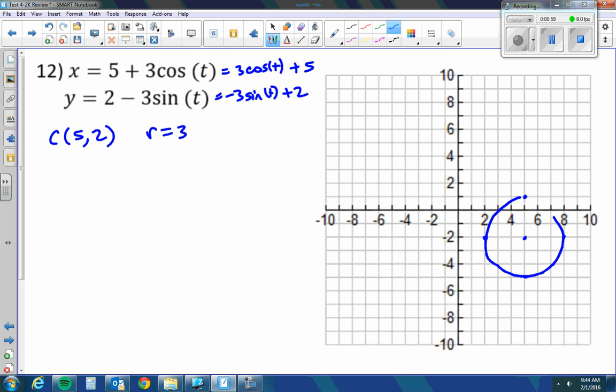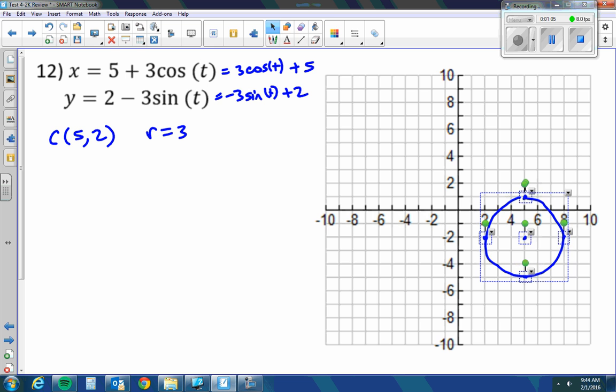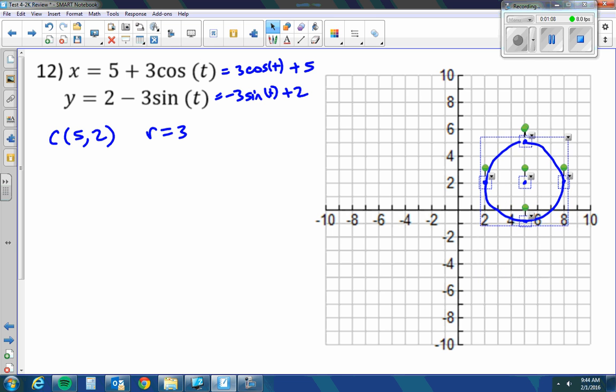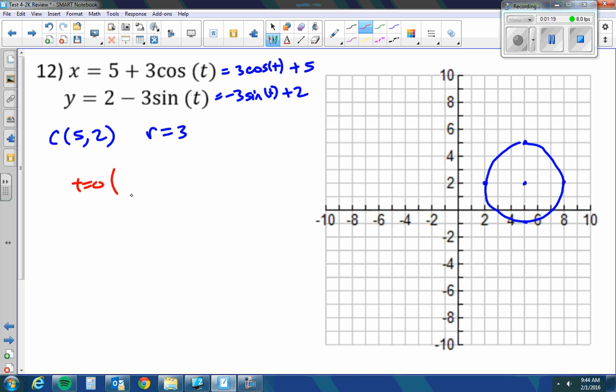Okay, fine. All right, good. Now, starting point and direction. I'm doing it the way I've been showing you first, but then I'm going to show you a shortcut. If you plug in 0, cosine's 1, so you get 3 plus 5, which is 8. Sine starts at 0, so you get 2. 8, 2 is this point over here. That's your starting point. Label that.